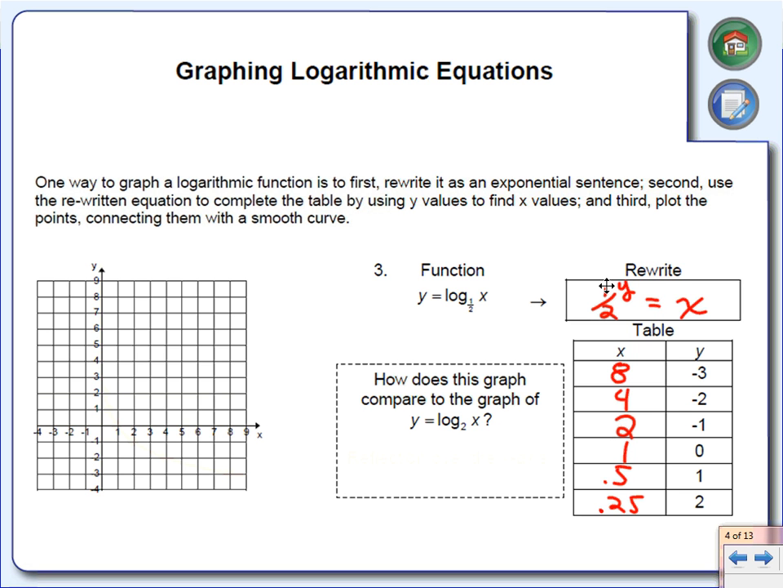Now, once you get your graph, I want to see if you can find how this graph compares with our parent function. What kind of transformation do you notice there? Did it move up? Did it move down? Did it move left? Did it move right? Did we stretch it? Did we compress it? Did we reflect it? What the heck is going on with this new graph that we've got here?